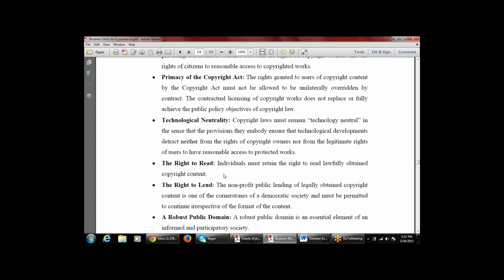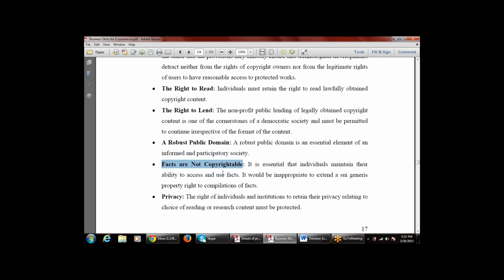Then the next principle is a robust public domain. That is, a robust public domain is an essential element of an informed and participatory society. Then facts are not copyrightable. This is one of the principles: if I think this is one of the best things, or I think this is also one of the best things, my thoughts are not copyrightable. That is, facts are not copyrightable. Because the main condition to get copyright is that it must be applied on a tangible medium, that is, a tangible place.